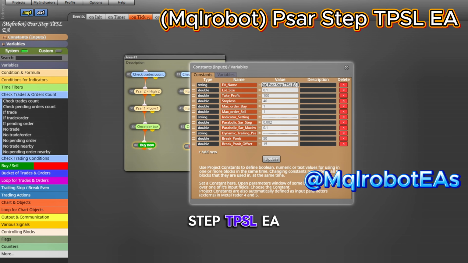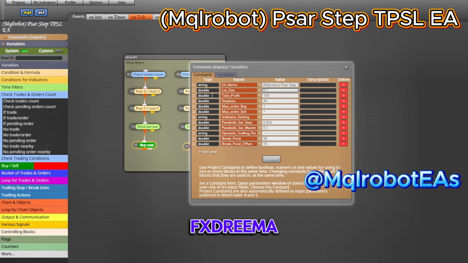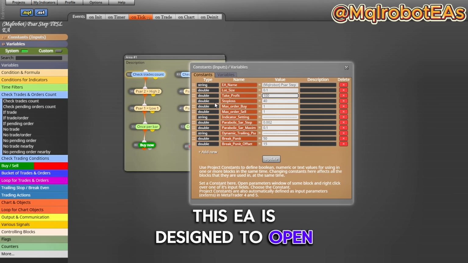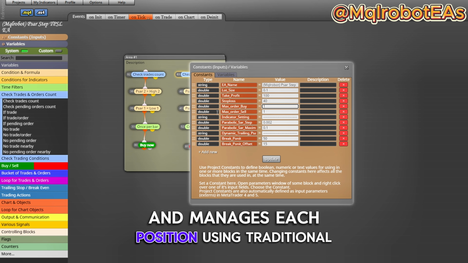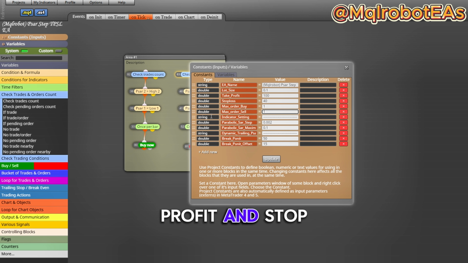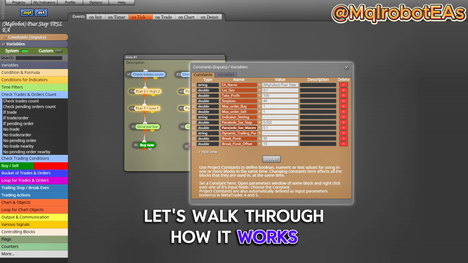The PSAR Step TPSL EA, built entirely with no coding using FXDreema. This EA is designed to open trades based on Parabolic SAR signals and manages each position using traditional take profit and stop loss levels, along with a dynamic break-even function. Let's walk through how it works.